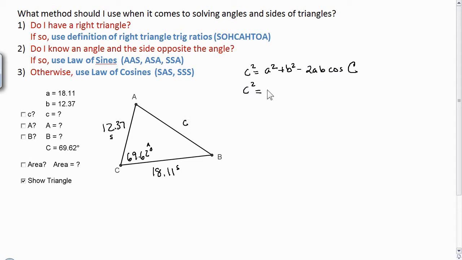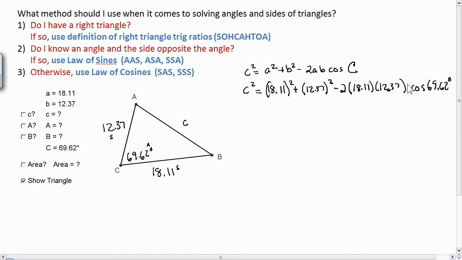And it honestly doesn't matter which is your a and which is your b, because in the end, you're still going to take 18.11 and you're going to square it. You're going to add that to 12.37 squared. You're going to subtract 2 times 18.11 times 12.37. You'll multiply that by the cosine of the angle you were given, 69.62 degrees. And the beauty of this is you can literally type that into the calculator, which I have done in advance, and come up with an answer of 324.9609 approximately.